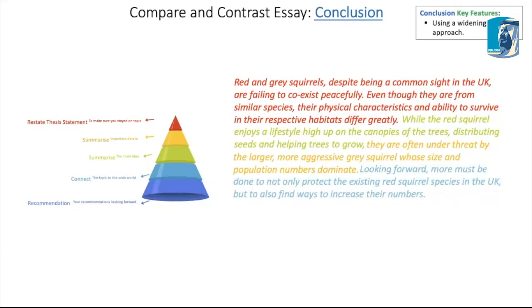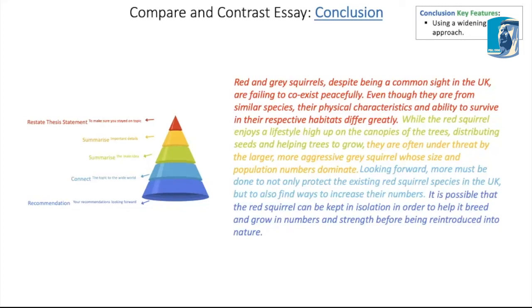So then we want to use some language connecting to the wider world, looking forward with our recommendations. So language such as looking forward helps us to push that into the future. You can say in the future if you want. More must be done to not only protect the existing red squirrel species in the UK, but to also find ways to increase their numbers. So this is the whole point. We don't want to change their physical characteristics. There's nothing we can do about that. But the things that we can change is their habitat, and increasing the numbers. Those are the things that you can change and give recommendations for.